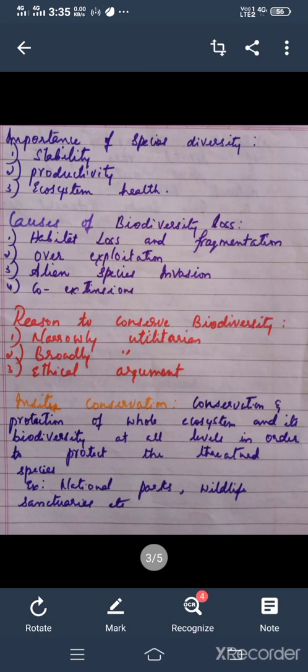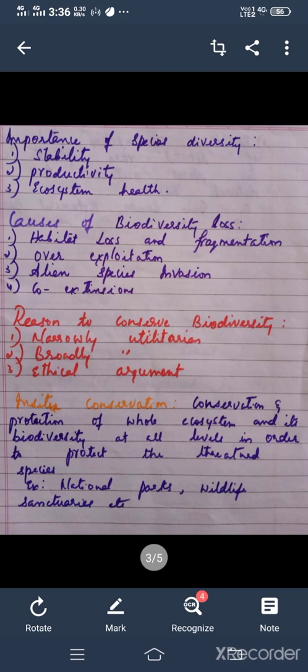Broadly utilitarian. When we think broadly, why do we have to conserve biodiversity? Because when we conserve biodiversity, many animals live, many plants live, and the plants are the major source of oxygen and food for us. So we have to conserve the biodiversity. Ethical argument means we use this biodiversity for many of our purposes to live, and it is our moral duty to conserve and protect this biodiversity and pass on this legacy to our next generation, so that they also can live and survive along with plenty of biodiversity in nature.